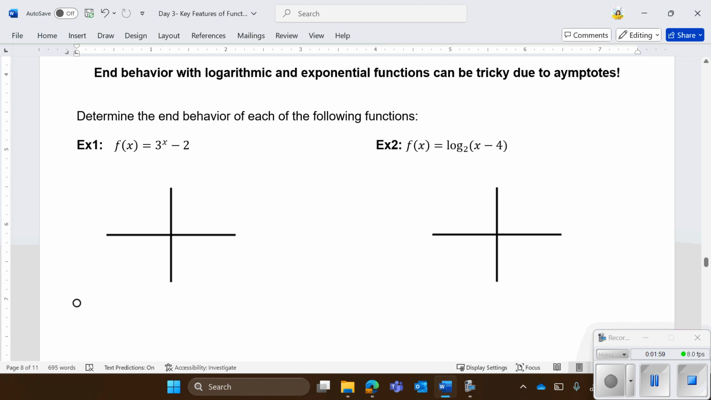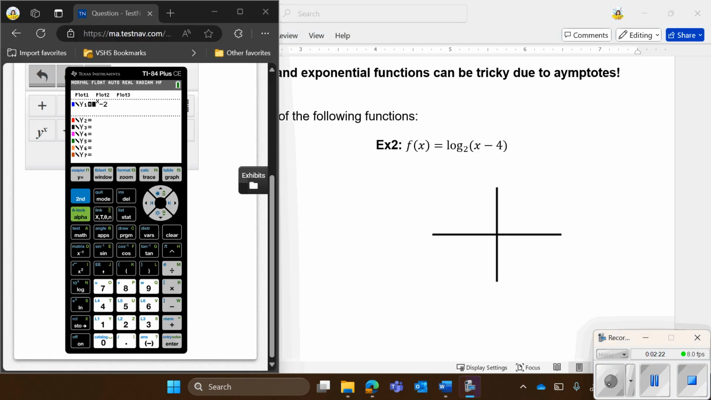Now, end behavior with logarithmic functions and exponential functions can sometimes be tricky due to the asymptotes. So we're going to figure out the end behavior of first an exponential equation, f of x equals 3 to the x minus 2. If you don't know what the graph looks like, you could put this in the calculator. I have my calculator with 3 to the x minus 2, and you're going to look at the graph. The graph does look like it flattens out because of that horizontal asymptote. And we're going to make a sketch of it.